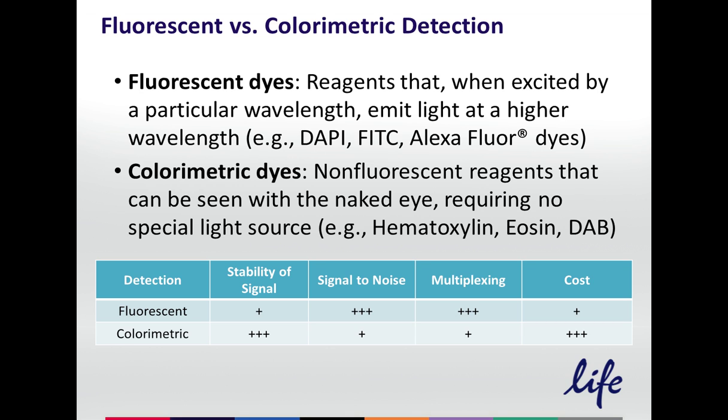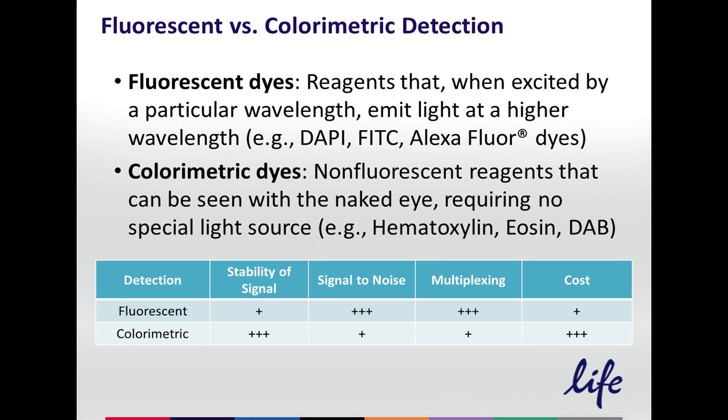However, one of the benefits of using fluorescent dyes is the signal to noise. Because you have a black background and you're able to select out only a particular wavelength, you can get a much better signal to background, which improves your sensitivity. With colorimetric dyes, sometimes sensitivity is an issue.